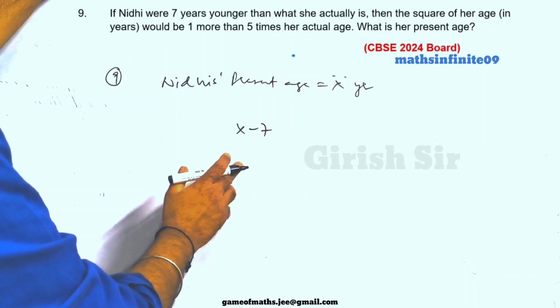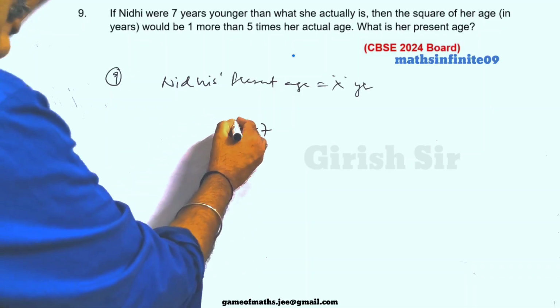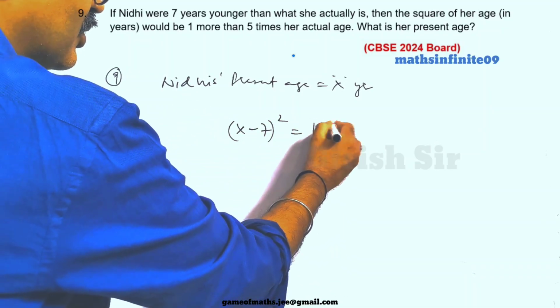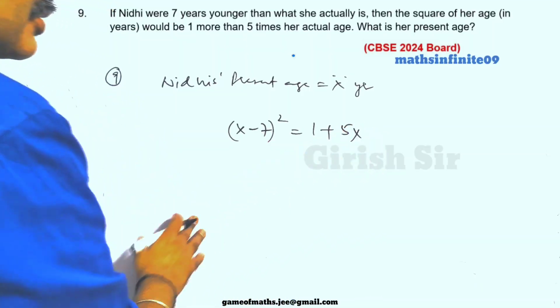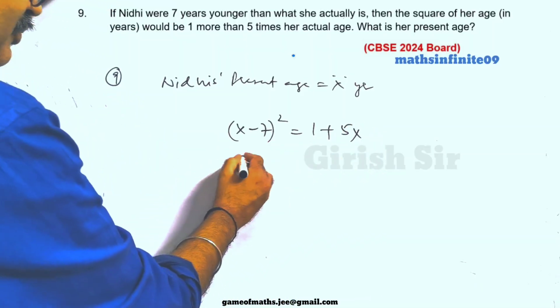So according to the question, if Nidhi were 7 years younger, then the square of her age would be 1 more than 5 times her actual age. So this should be the equation.